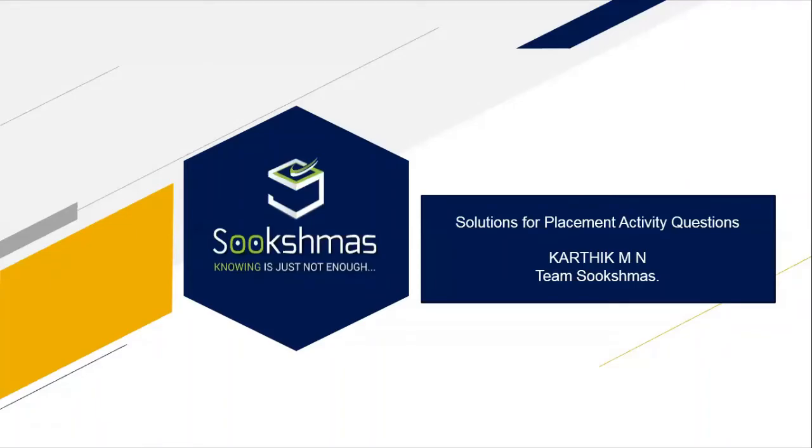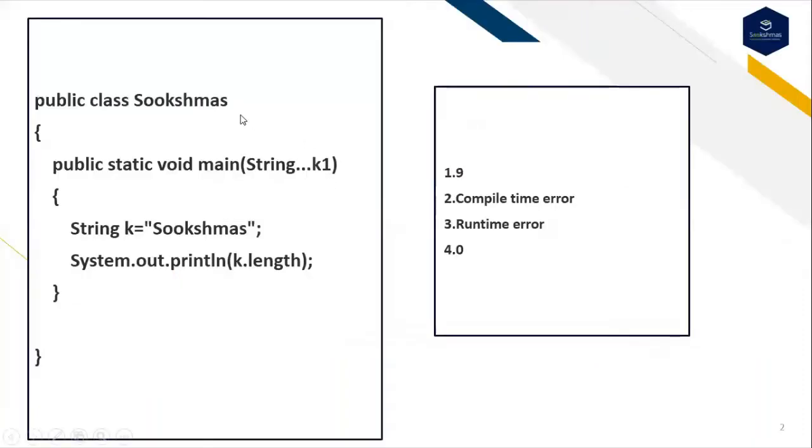Today I'm going to discuss the solutions for placement activity questions. This is the first question. This question belongs to Java: public class Sookshmas and public static void main. Execution of the program begins from the main.